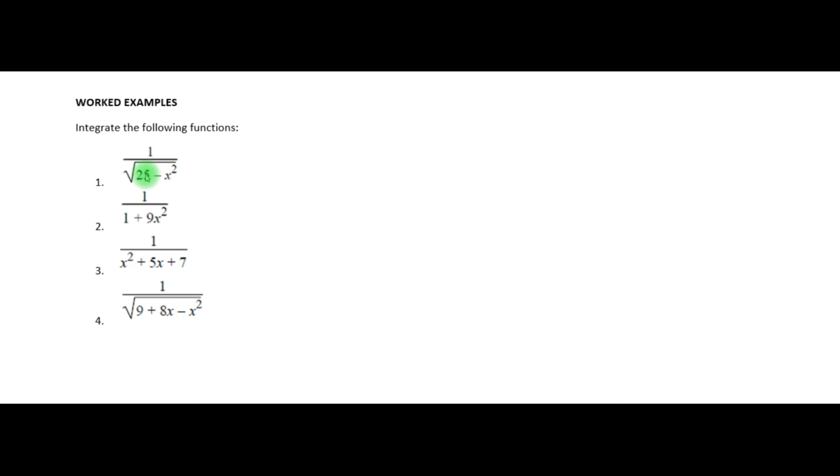Now, because this is a quadratic that does not contain the middle term, the x term, I don't need to complete the square. I'm going to simply use this formula to derive the integral for this.